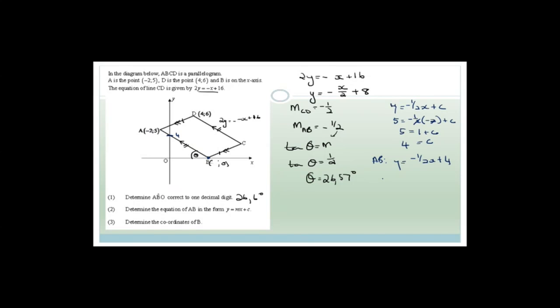So we've got y is 0 is equal to minus a half x plus 4. So we can take the 4 across and we get minus 4 is equal to minus a half x. And then we multiply both sides by negative 2, actually. The minus cancels the minus and the half cancels with the 2, and you're left with x is equal to 8. So therefore this point here is an 8. There we go, quite nice there. Right, so now let's look at the next question.